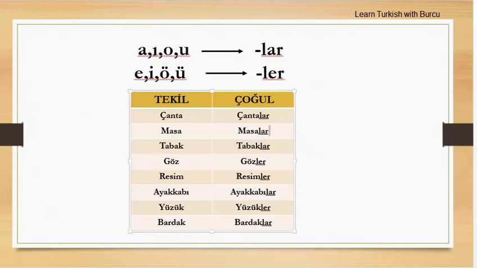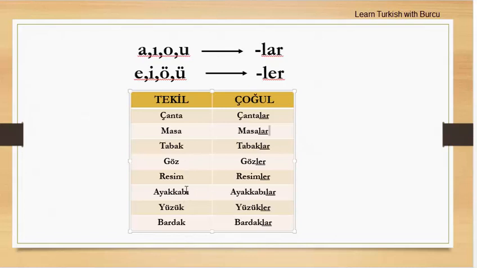Göz. So we say göz, gözler. Resim. By the way, I didn't tell you their meanings. First, let me tell you the meanings. Çanta, it means bag. Çantalar, bags. Masa, table. Tabak, plate. Göz, eye. Resim, picture.